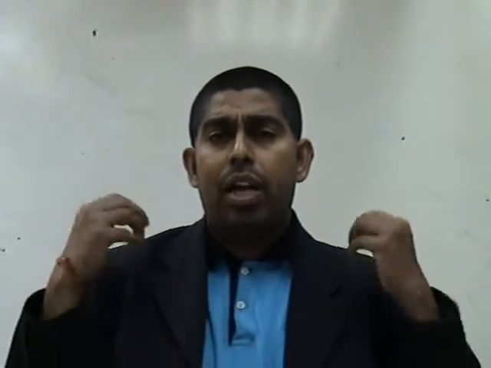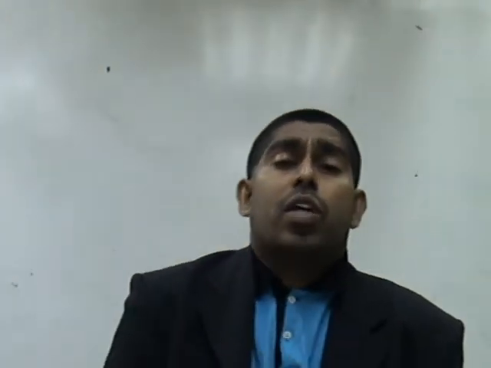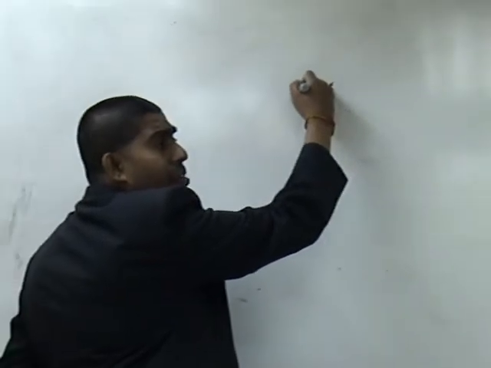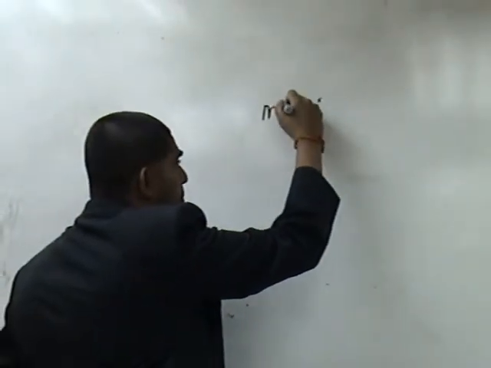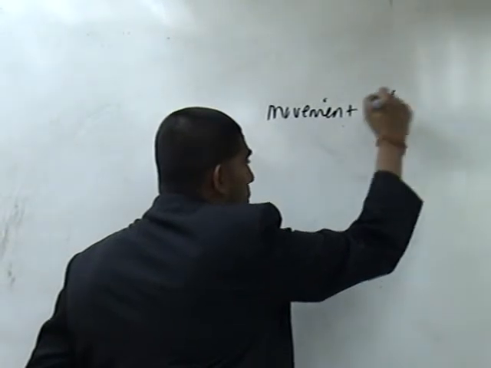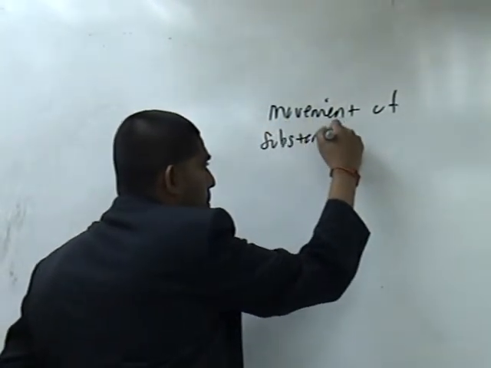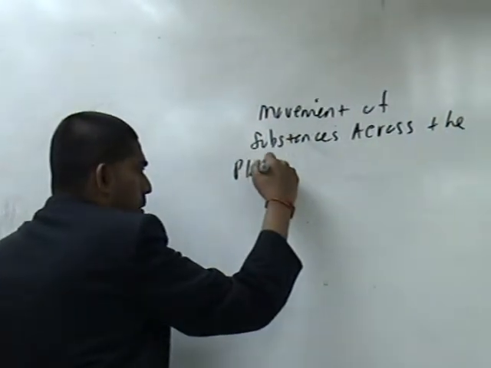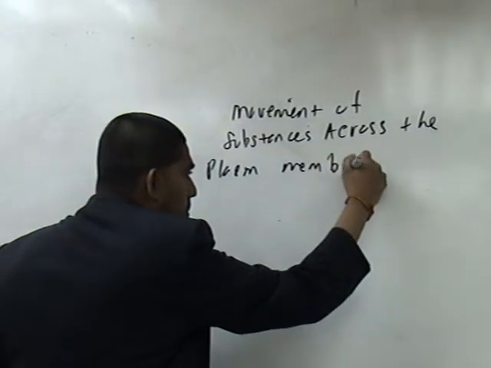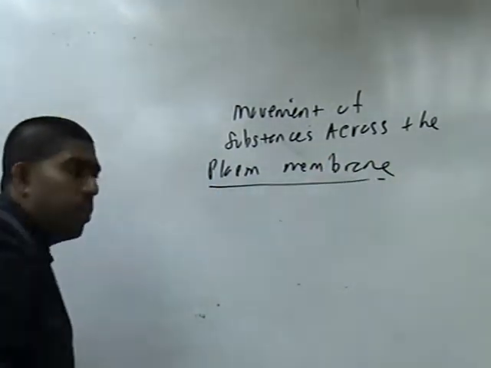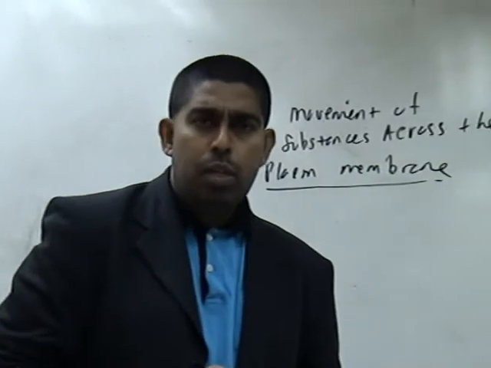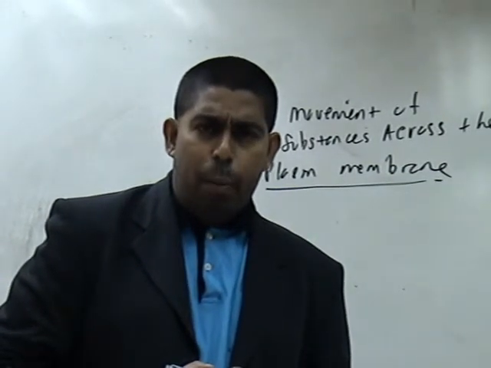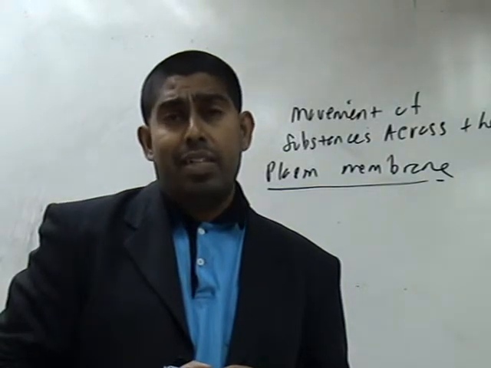Okay, students? Alright, let's go to this chapter, movement of substances across the plasma membrane. Now, this chapter is basically very simple, but I understand that many students do not understand it. Many students have problems with this chapter because I noticed that they don't have a proper understanding. Now I'm going to simplify the entire chapter for you.